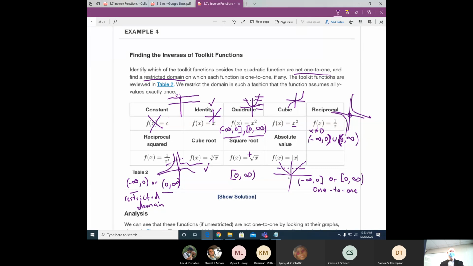And depending on the problem I'm working on, I could decide which restricted domain I am going to choose to make it one-to-one.